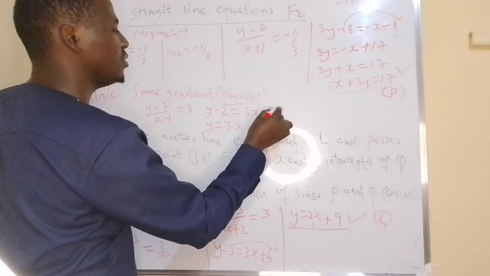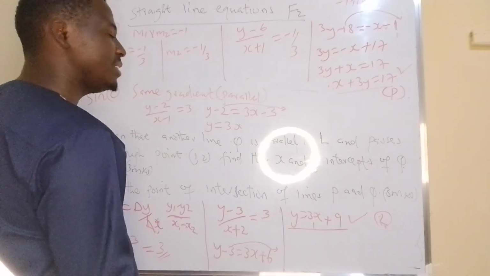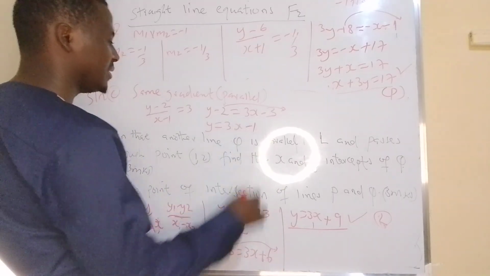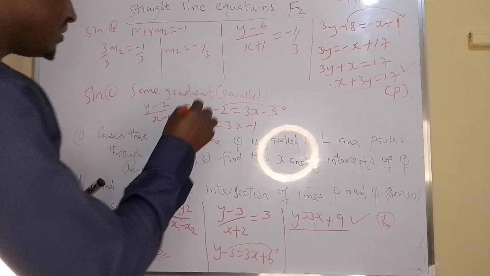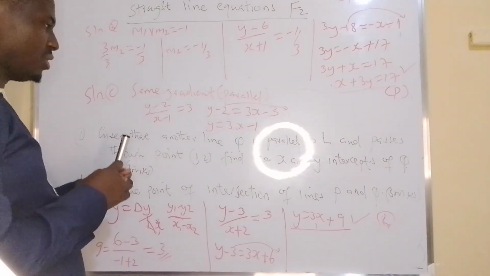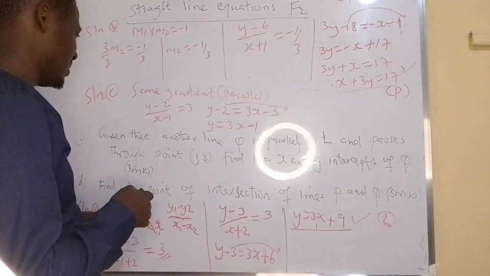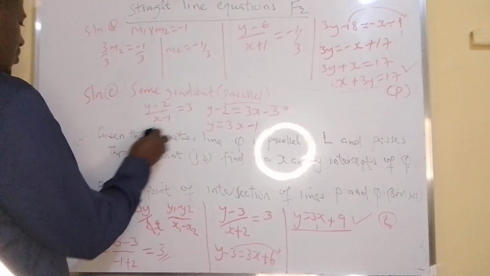Negative 3 plus 2 will be negative 1, because here it will be positive. So it will be negative 1. Let's proceed with the question.